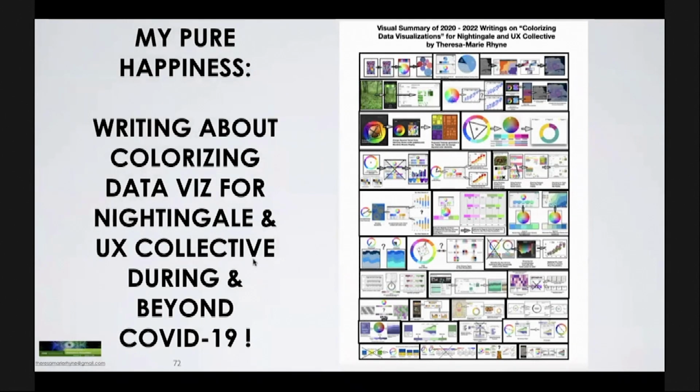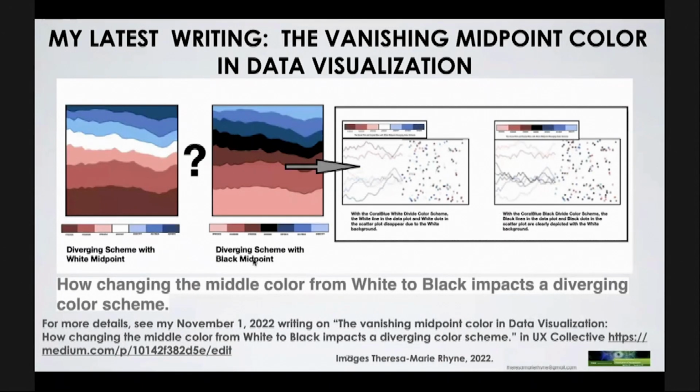Now let's get into some pure happiness that I've had for quite a while. That is colorizing, or writing about colorizing, for data visualization. So this is my latest writing. It came out under US Collective on November 1, and I think that's relatively recent. I'm going to describe it a little later if we get to the end of this, but you can look up my latest writing.